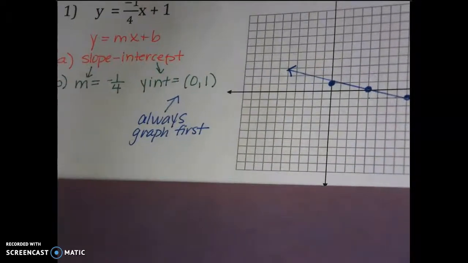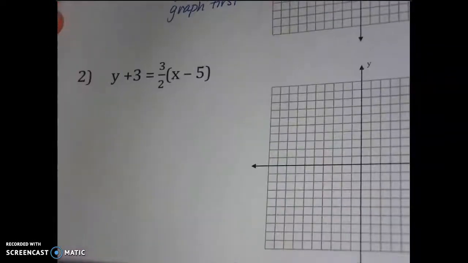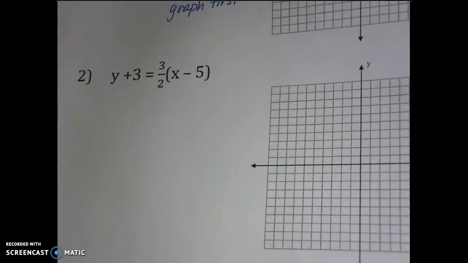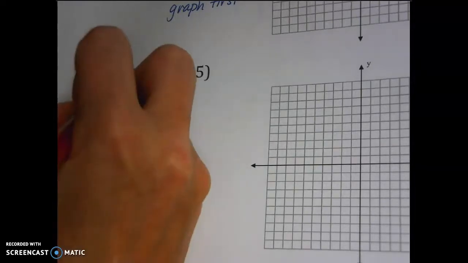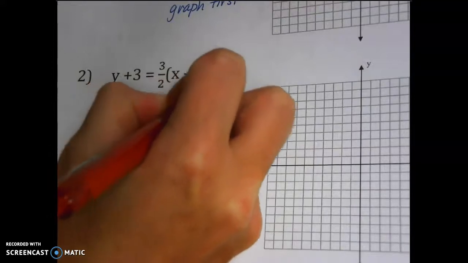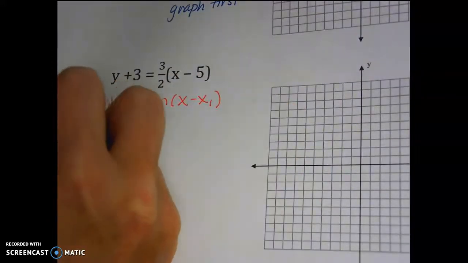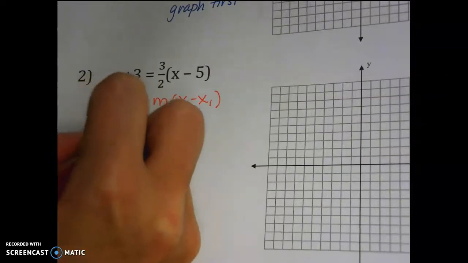All right, let's take a look at the next one. We want to do the same thing. So state the form it's in, state the key features, and then graph it. So hit pause and try that, and then come back. All right, so this is in the y minus y1 equals m times x minus x1 formula. So our form for this one is point slope.